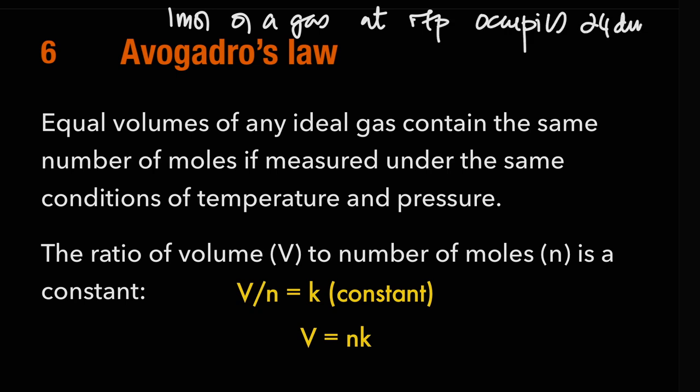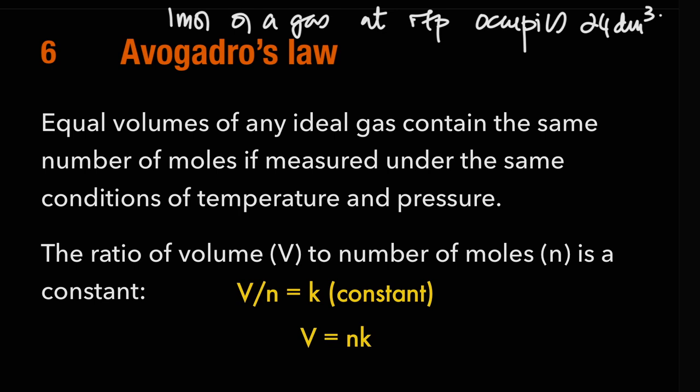24 dm cube. That is derived from this relationship, which is that at equal pressure and temperature, which is room temperature and pressure, you guys use a very specific temperature and pressure. But for any temperature and pressure, equal volumes of ideal gases contain the same number of moles. This is what you guys remember, that no matter what gas you have, if there are two gases having equal volume, they must have equal moles.